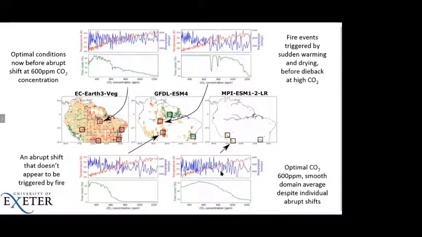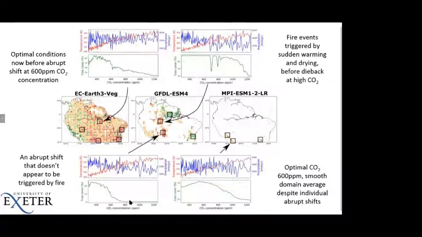Now in the bottom right panel, we've got an example from the MPI model. This is where we actually didn't detect many abrupt shifts. Not all the grid points within this box have abrupt shifts. So when you take the domain average, we get a smoothed out time series where you wouldn't say there's a particular abrupt shift, despite there being individual grid points which do have abrupt shifts. But again, what's good to note here is that we have this optimal tree cover at around 600 parts per million in the CO2 concentration.